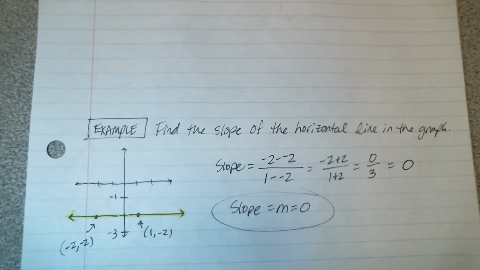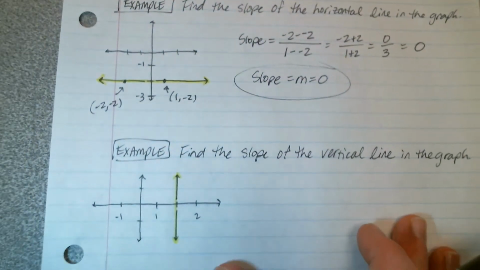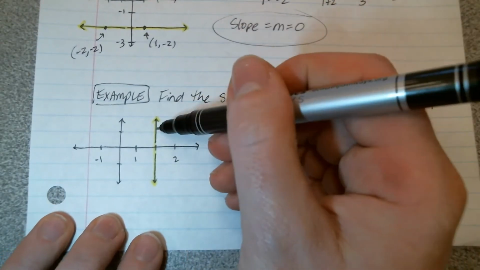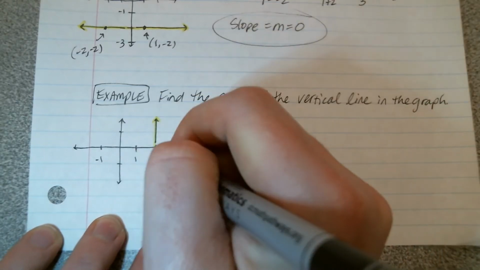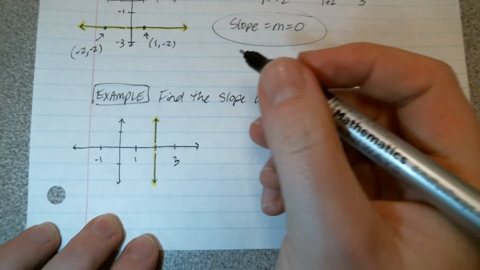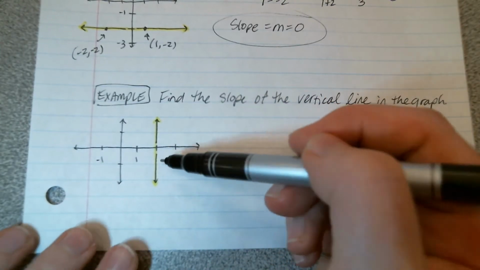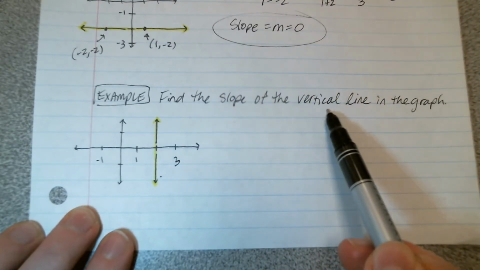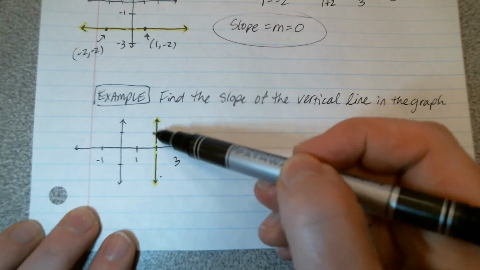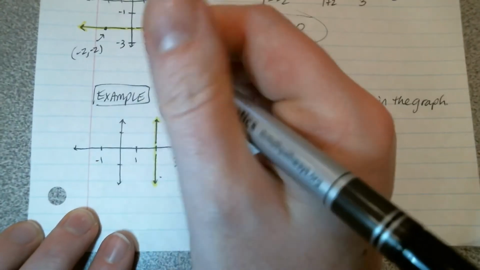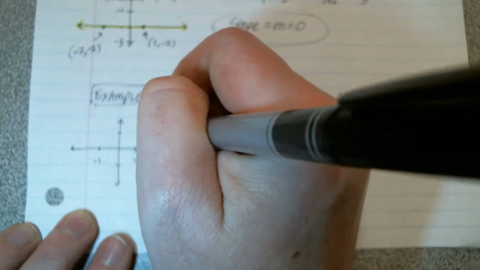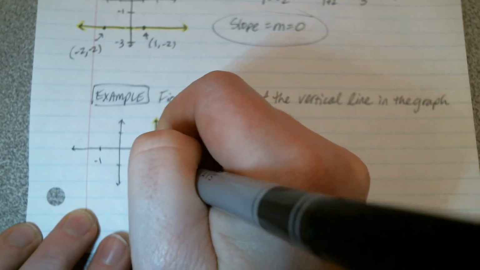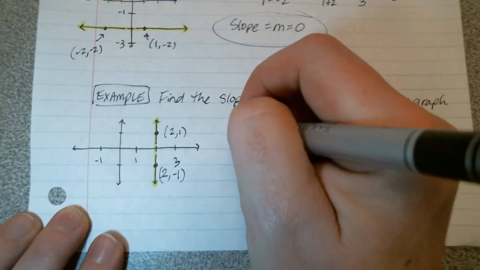So what if I change the graph of my line to be vertical? So we're going to use the same strategy, but now on a vertical line. Well, this should say 3. Okay. So I have this vertical line placed at x equals 2. It's very important to note that it's vertical, it's straight up and down, so all of the x coordinates are 2. So let's say I pick a couple points, (2, 1) and (2, -1). And again, I'm going to find a slope using that formula.